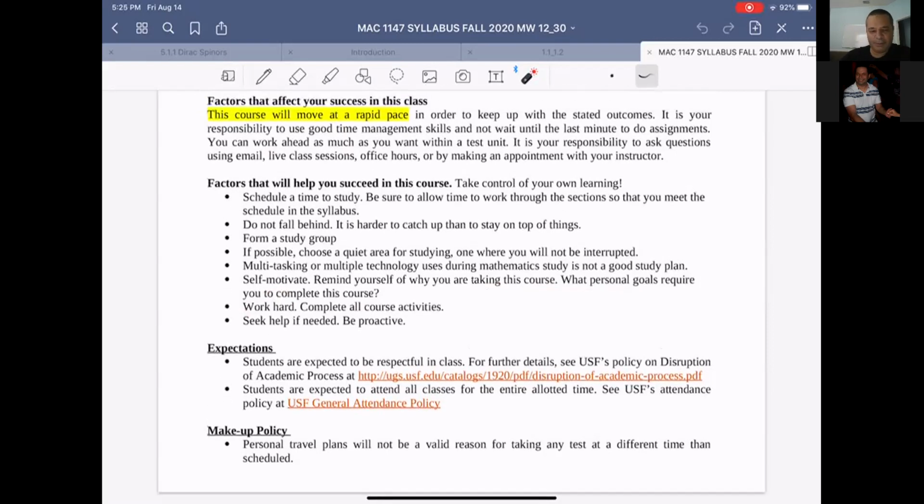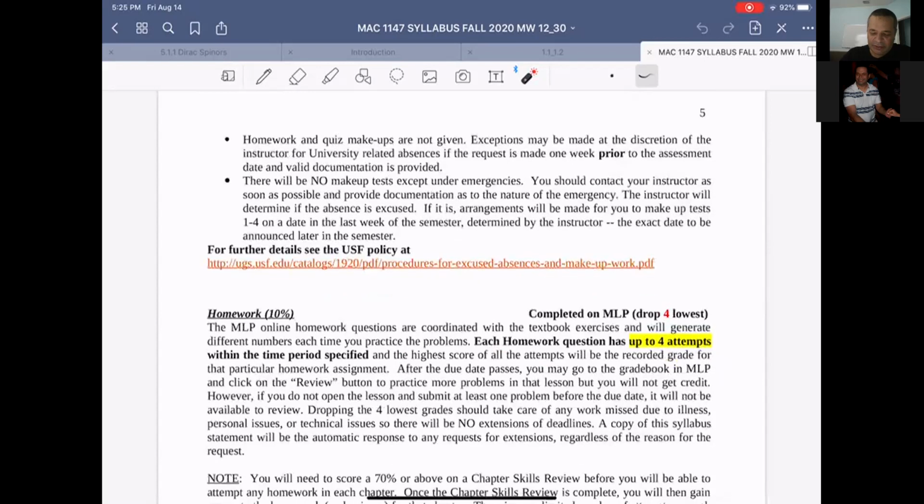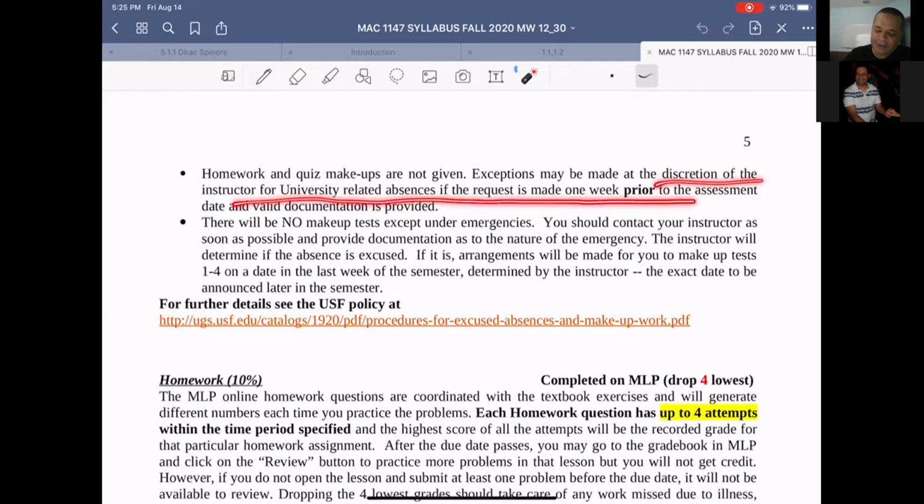All right. Makeup policy. There's not going to be so much. If you miss a test, don't miss tests. Don't miss things. All right. Homework and quiz makeups are not given. Exceptions may be made at the discretion of the instructor for university-related absences if the request is made 1 week prior to the assessment date, and valid documentation is provided. No makeup test will be given except for emergencies.